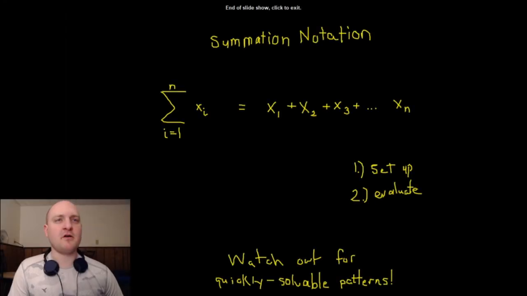To sum up our notes on summation notation, you start with your sigma notation, first value goes in, you plug in each number until the end value, you set up each expression, and you evaluate the sum to get one final result. Watch out for those quickly solvable patterns where you could jump to a conclusion based on the setup.